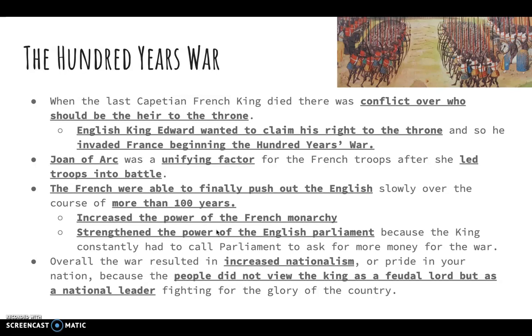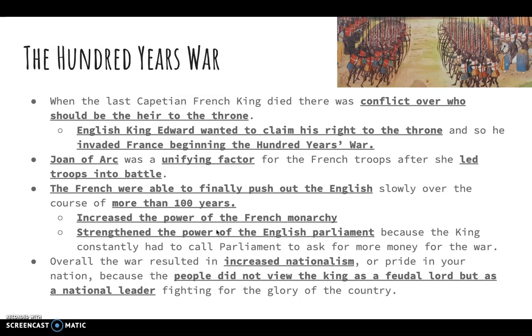Now, one of the major figures that came out of the 100 Years' War was Joan of Arc. She was about y'all's age, about 14. She had a vision from God that essentially said that she was going to lead the French into battle and into victory. And so she went to the troops and was like, hey guys, I'm going to lead you to victory. God told me this. The French troops follow her, she leads them into battle, and the French find victory. It became a unifying factor for the French troops, and she's seen today as a symbol of women's strength and just strength in general.